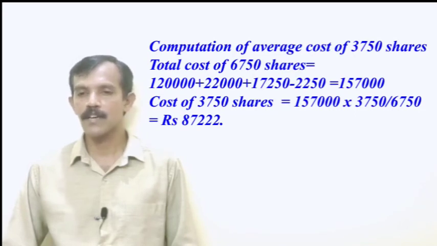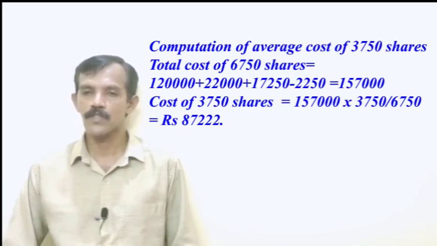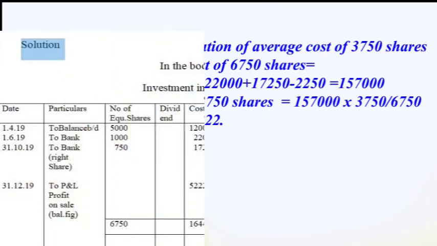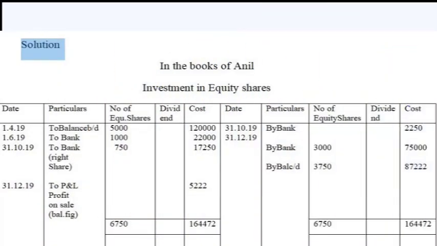rupees 87,222. We write this amount by balance carried down in the number of equity shares column 3,750, and this cost 87,222 on the cost column. Then we balance our investment account. Number of equity shares total 6,750, then cost column total 1,64,472.